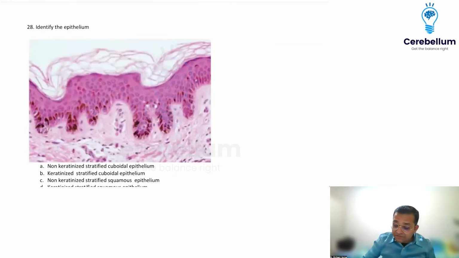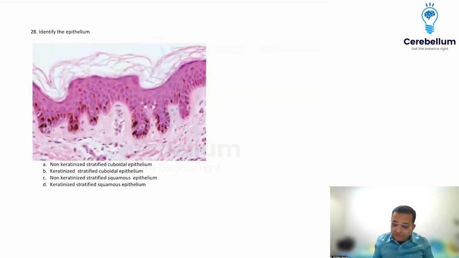Now identify the epithelium. So we are looking for this one, sir. There is the epithelium. We don't know. What is the question? What is the answer? Non-keratinized stratified cuboidal epithelium. Keratinized stratified cuboidal epithelium. Non-keratinized stratified squamous epithelium. Keratinized stratified squamous epithelium.